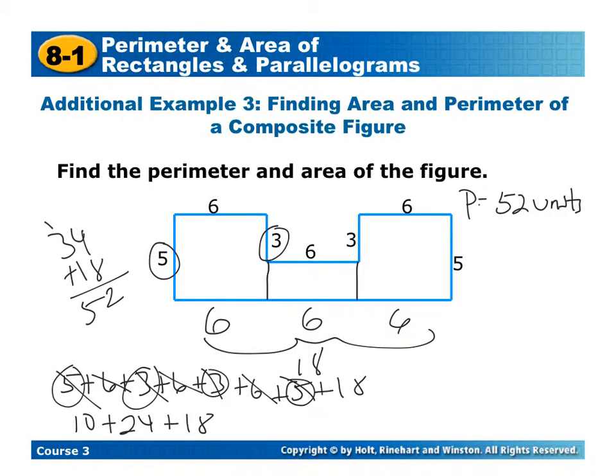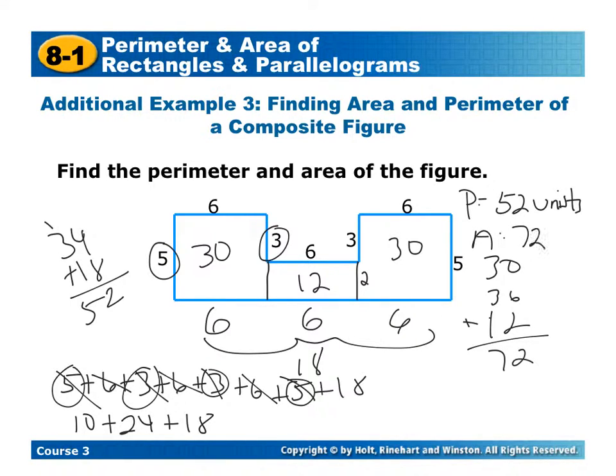The area, which is why I separated this in the first place, is going to be adding up all these rectangles. So here we have a 5 times 6, or 30. Here we have a 6 by 2, or 12. 6 by 5 is 30 again. I can add all those together. So we have 30, 30, and 12, which is 72. So the area is equal to 72 units squared.